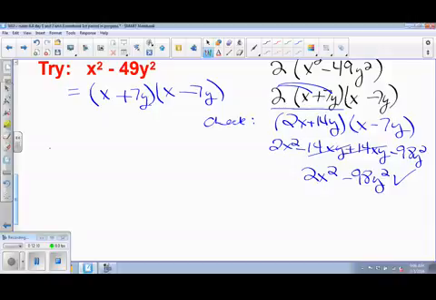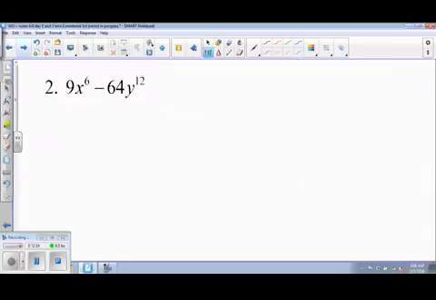Okay? So to check it, you just redistribute it. Factoring and distributing are opposites of each other. One undoes the other one. Okay? Any other questions so far? Okay, so y'all try that one.